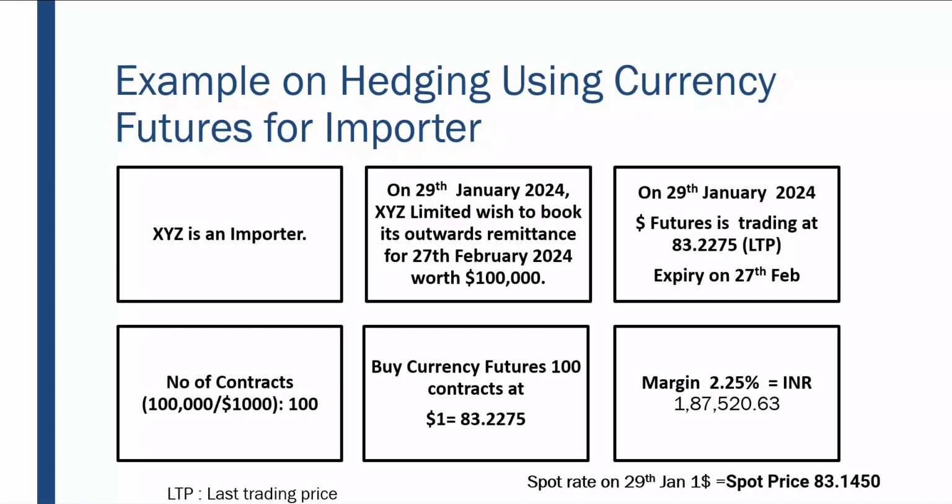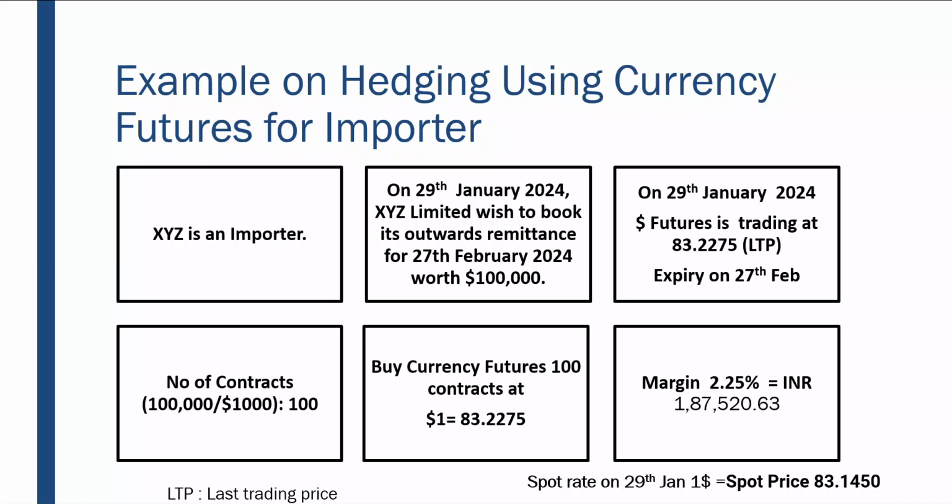On that day, I also called up my bank. If I want to make payment on 27th of February, what is the price you're going to charge? Suppose instead of going to the futures market, I go to the forward market. He said you're going to be charged 83.50. Suppose the bank is saying that we will charge 83.50 for giving you a forward contract. But when I went to the futures market, the dollar was selling at only 83.2275. So where will I go, futures or forward?